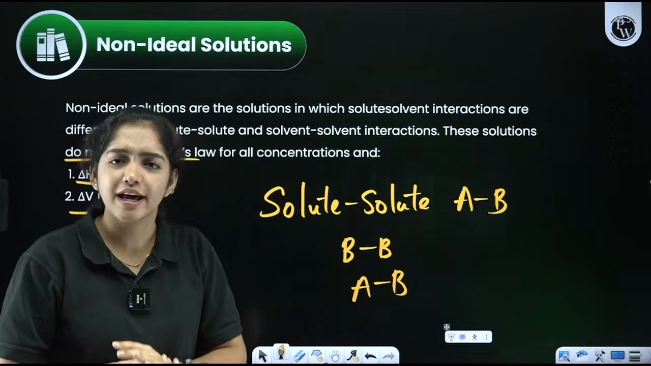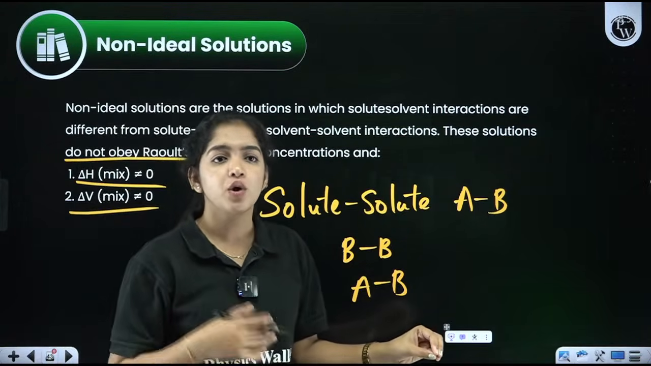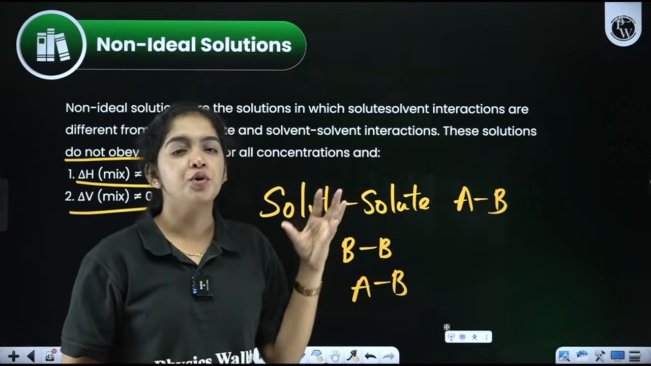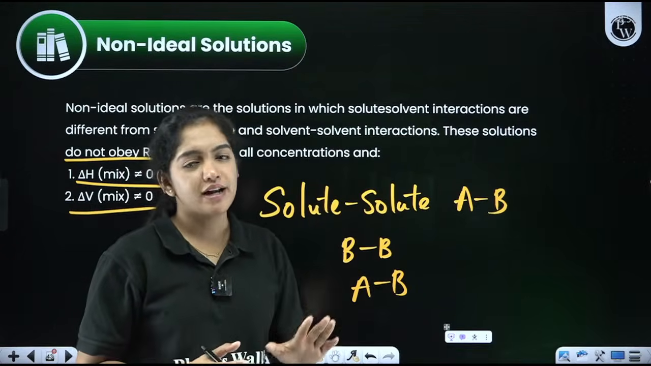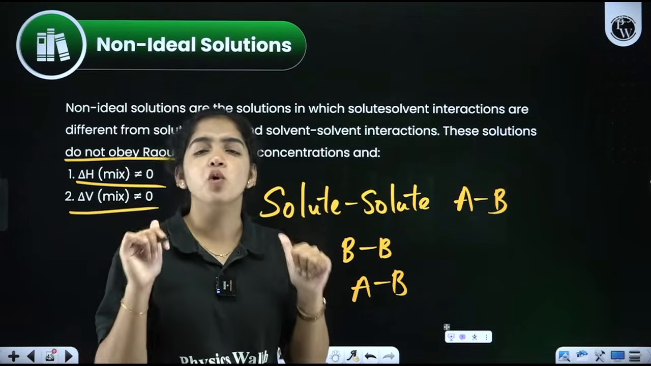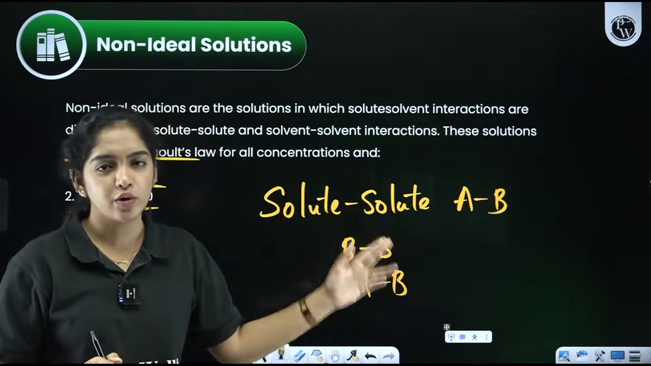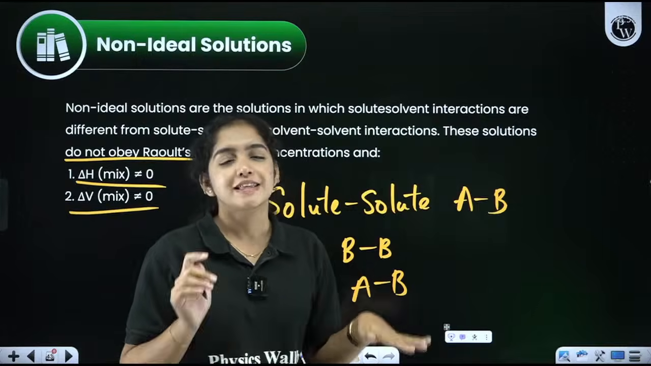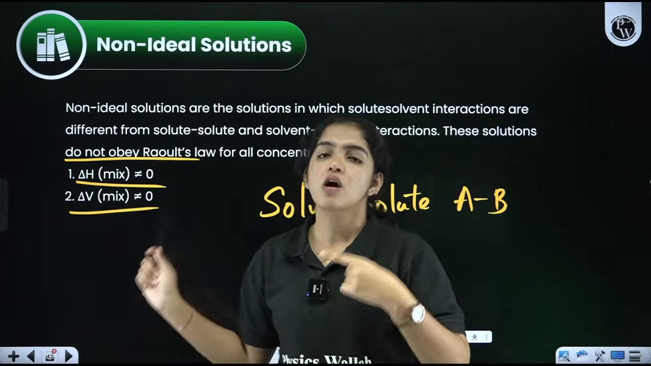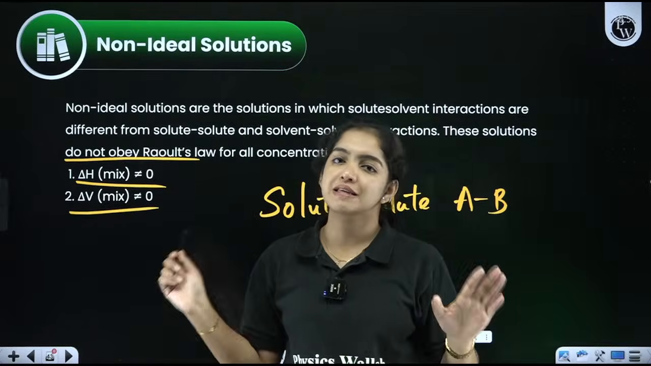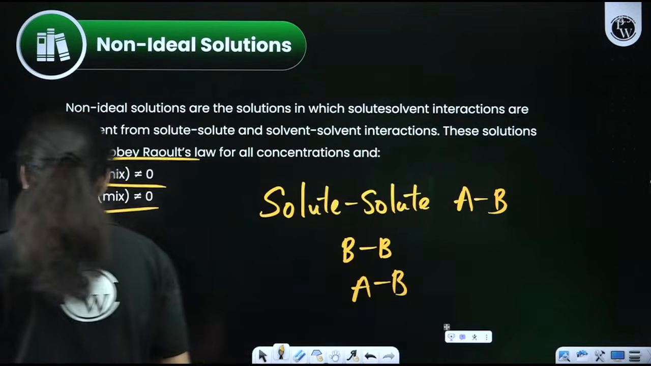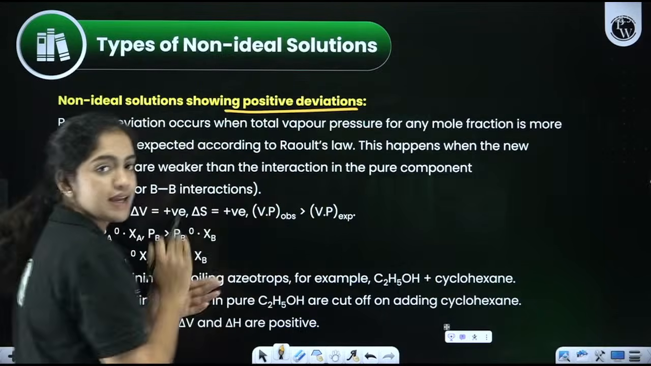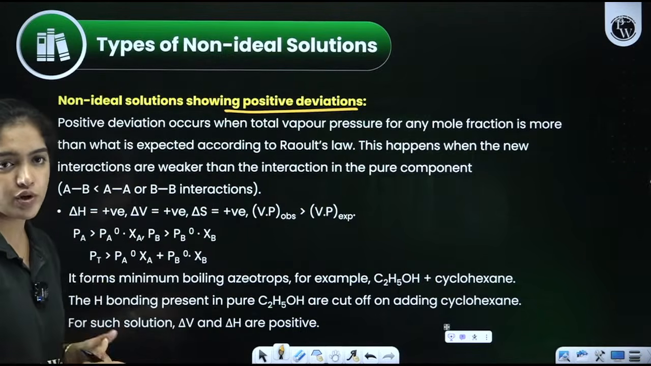In ideal solution, they are equal, right? AA interaction equal to BB interaction equal to AB interaction. But in the case of non-ideal solution, they won't be the same. Solute-solute, solvent-solvent, and solute-solvent interactions are not the same. That's why the volume of mixing is not equal to 0, and enthalpy of mixing is not equal to 0. And there are again two types of classification, positive deviation and negative deviation, and it's very, very important for your exam.